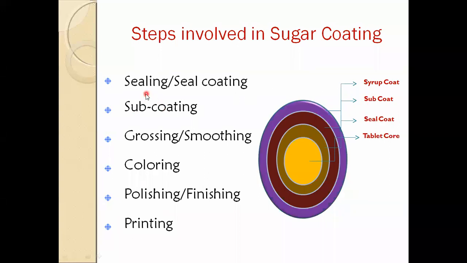So the first step in the sugar coating process is sealing, also called seal coating. Then the second step is subcoating. The third step is glossing or smoothing, which is also called the syrup coat. And then you go for application of color and polish them. And lastly, if you need to print something on the tablet, you are going to go for printing. So I hope the steps involved in sugar coating are known to you. How many steps are involved in sugar coating?